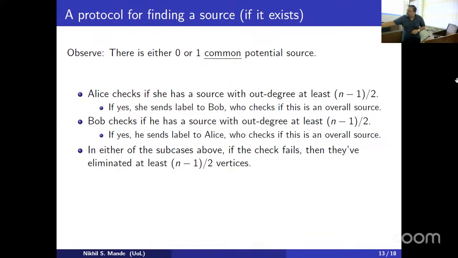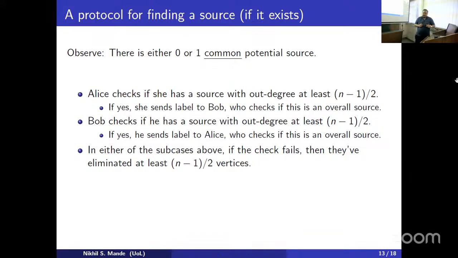And then use essentially Moore's lemma. So if this check fails, Alice and Bob know that all vertices connected from V are out neighbors from Alice's perspective.